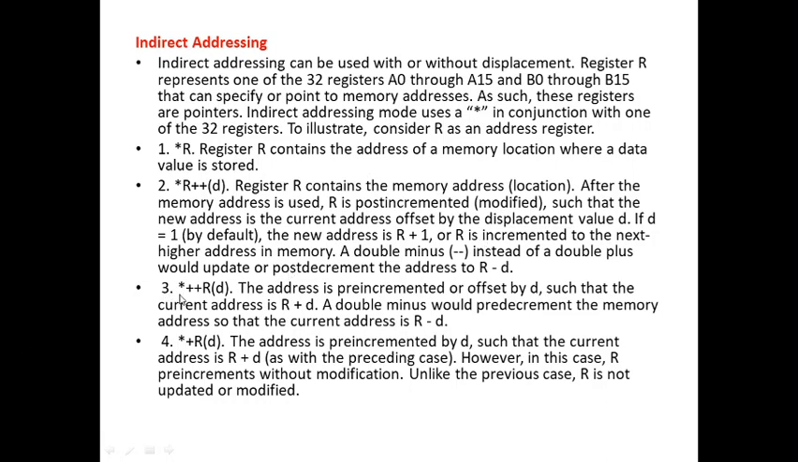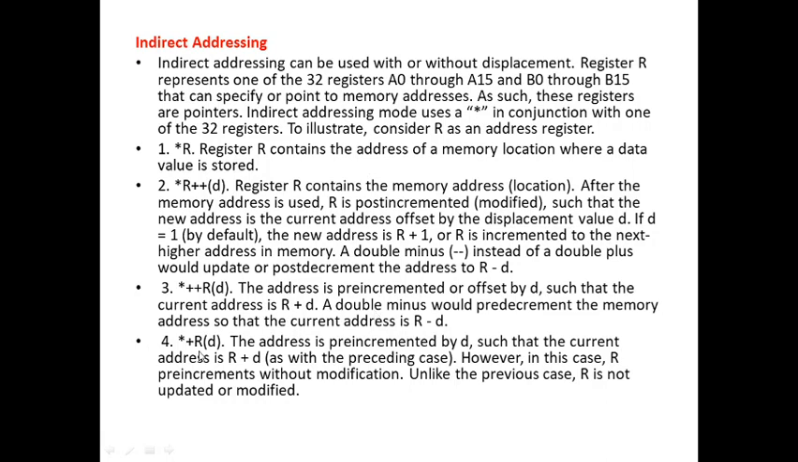So star plus plus R is a variant of the previous one. The address is pre-incremented or offset by D. So before fetching the data itself, the address is pre-incremented by D such that the current address is R plus D, and from that location data is retrieved. A double minus would just be the opposite of that.